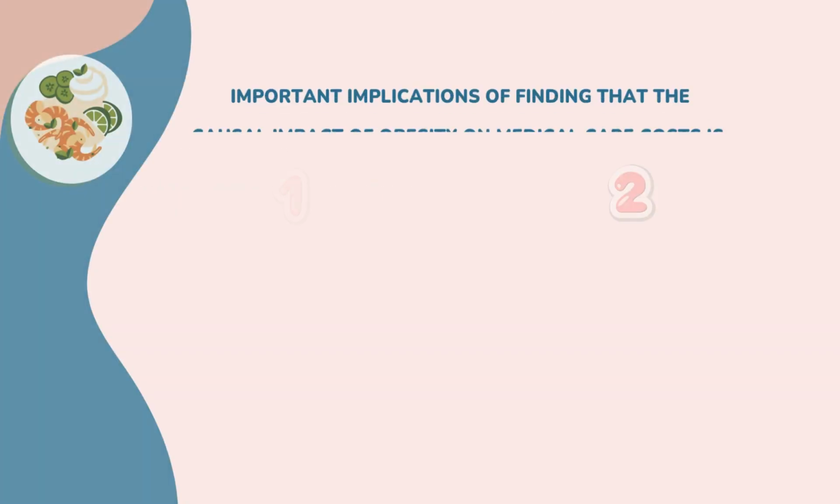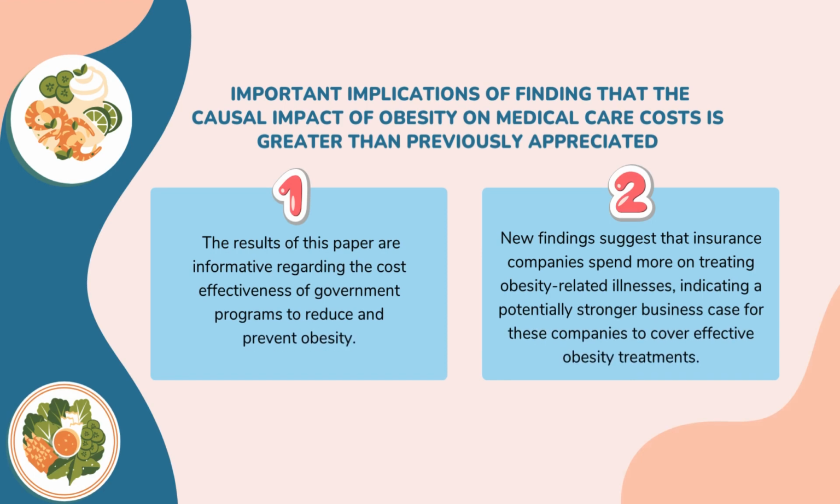Next, let's see the important implications of the finding that the causal impact of obesity on medical care costs is greater than previously appreciated. The first one: the results of this paper are informative regarding the cost effectiveness of government programs to reduce and prevent obesity. And the second one: new findings suggest that insurance companies spend more on treating obesity-related illnesses, indicating a potentially stronger business case for these companies to cover effective obesity treatments.